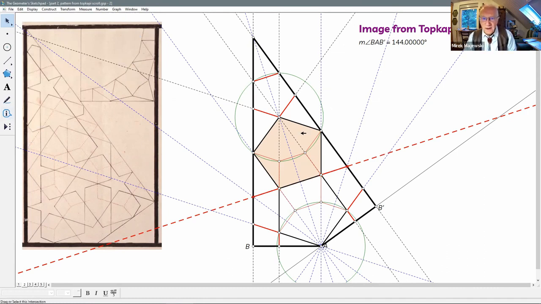Another pentagon I get from here. Okay, this is my other pentagon. And now look what is happening here. After drawing the circle, I get precisely these lines, the dotted lines that are in the Topkapi scroll drawing. So this pattern was a hint for everything, for the whole process.